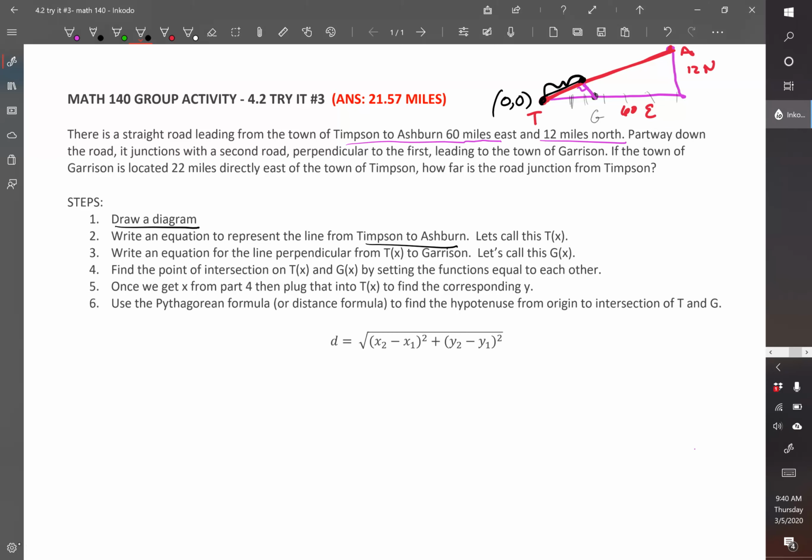If we have that equation, we have a point, because we know this is 22, 0 at that x-intercept right here at Garrison. So we're in business, and once we get an equation and we have a point, we can find this value up here, which is the junction. That's what we want to know.